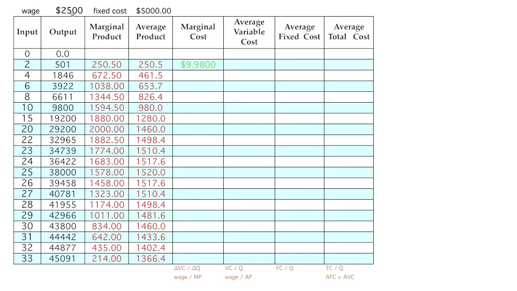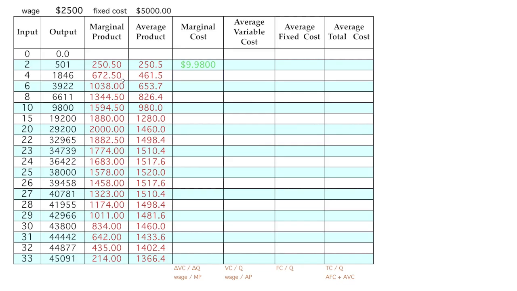I'm paying each of those workers $2,500. So again, that's another $5,000. And then divide that by the difference in the outputs. Now, the difference in the outputs is 1,345. So take 5,000 divided by 1,345 if you want to do that.